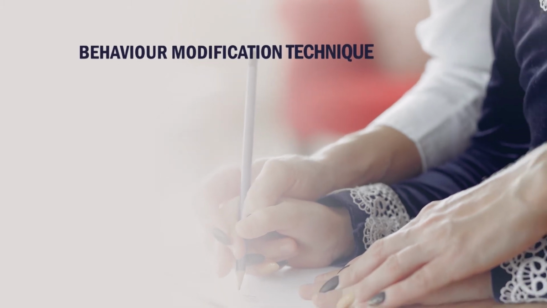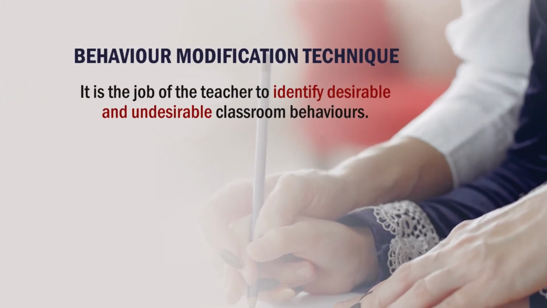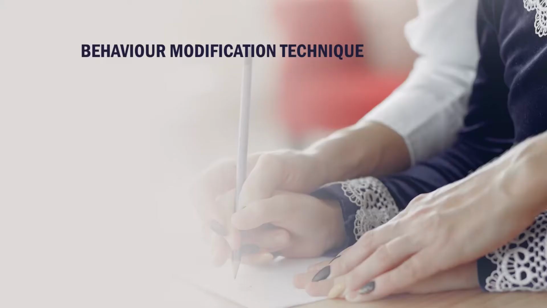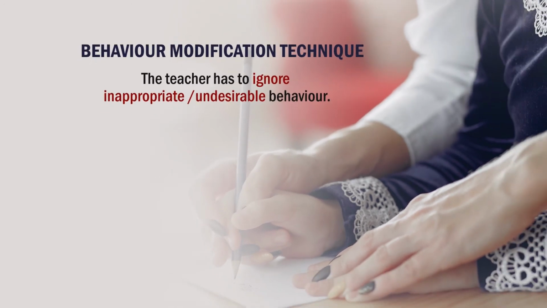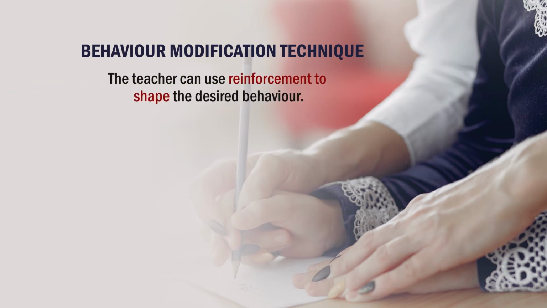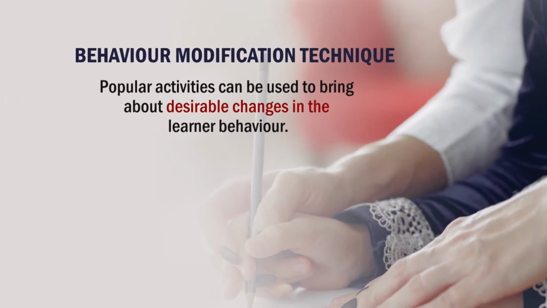Actually, when you enter your class, when you plan your instruction, it is your job to identify and decide what should be a desirable classroom behavior and what should be an undesirable classroom behavior. As a teacher, you need to ignore the inappropriate or undesirable behavior. You need to use reinforcement to shape the desired behavior. You can use many popular activities to bring out desirable changes in the learner's behavior. So you should plan certain activities which are essential to bring desired behavior modifications.